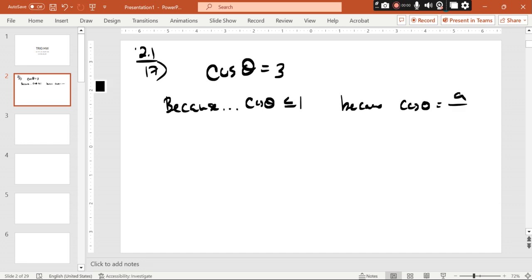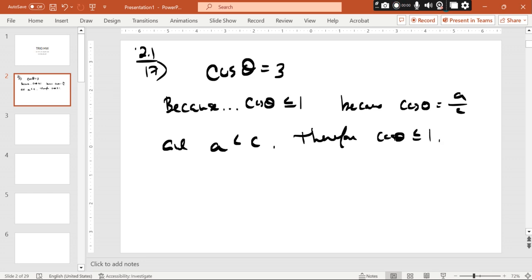cosine is defined to be a over c, right? And a is always going to be less than c, right? It can't even be c, or else we don't have a triangle, right? So therefore, and I don't know, this is kind of extra stuff here. So therefore, cosine theta is going to be less than or equal to 1, right? Therefore, it cannot equal 3 ever. Okay, does that help out there with number 17?